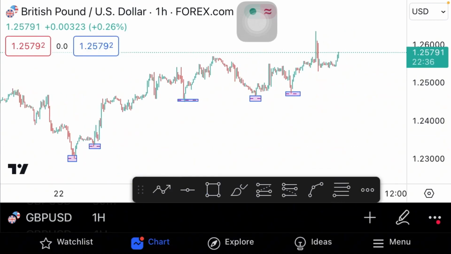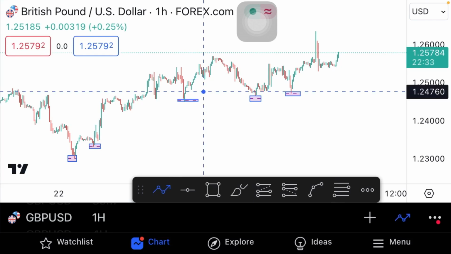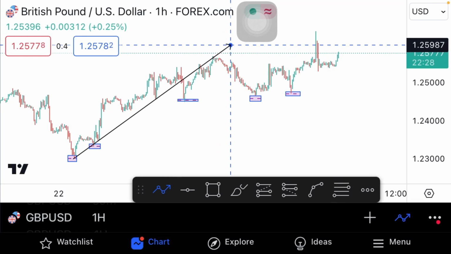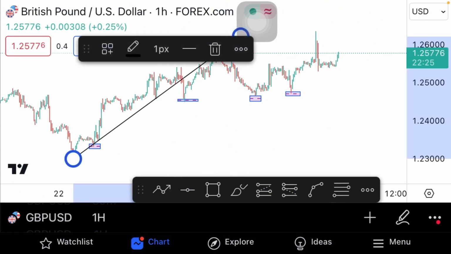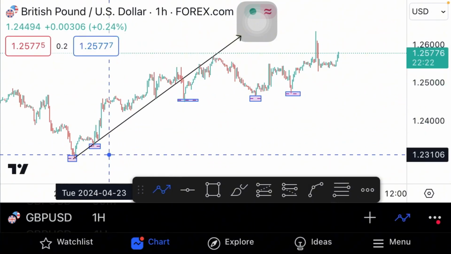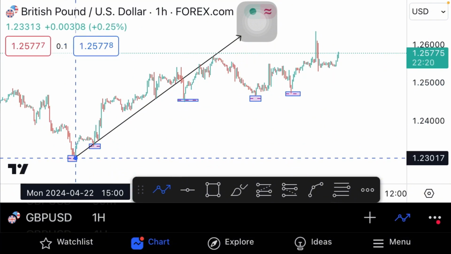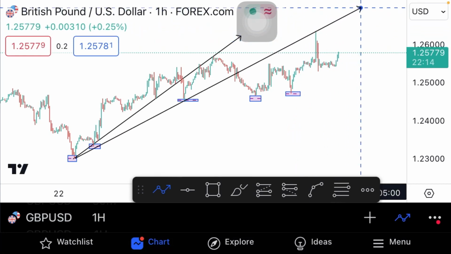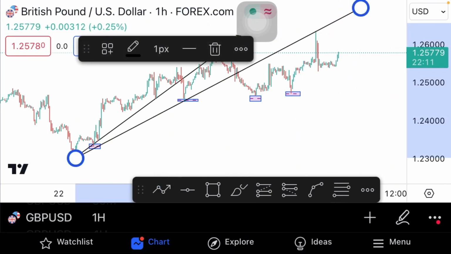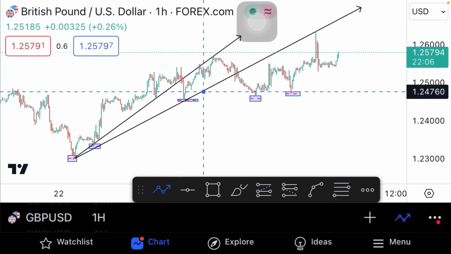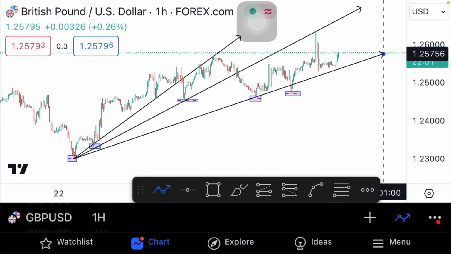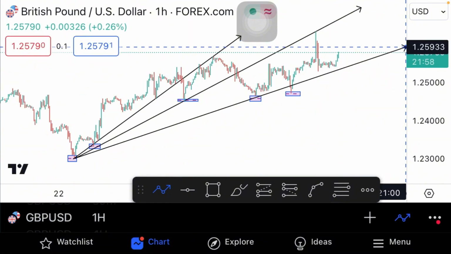Then we'll start connecting all the lows. Connect this. Don't force it. Extend it to the right side. We'll connect this low to this low, extend it to the right, and see how price taps it. This is what we call break and retest, and price dropped. We connect this low again and extend it to the right.